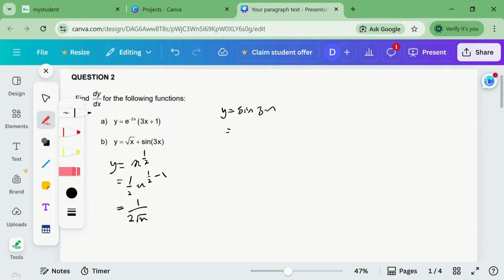The derivative for sin is cos, and because inside is 3x, I multiply by 3 and get 3 cos 3x. So the derivative for sin 3x is 3 cos 3x. So after that I combine these two derivatives and get the final answer. dy/dx equals 1 over 2 square root of x plus 3 cos 3x.